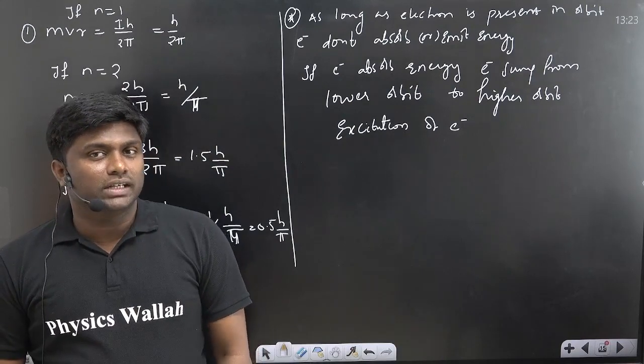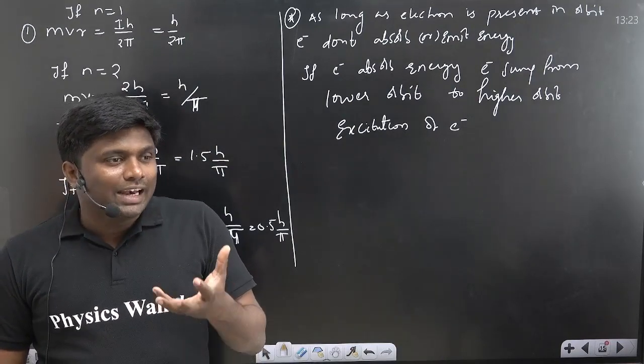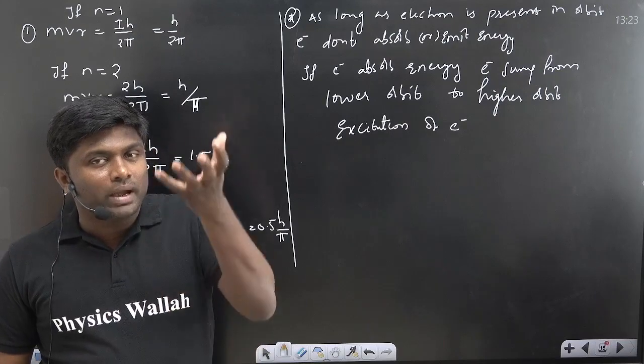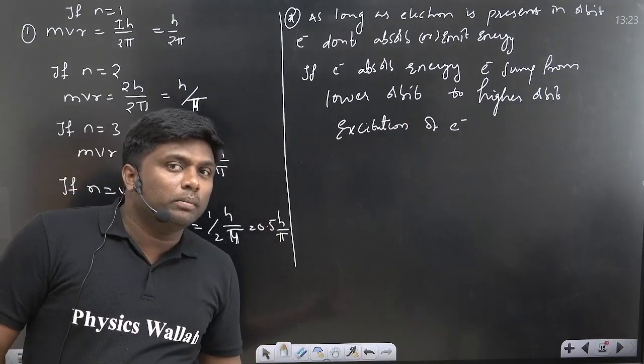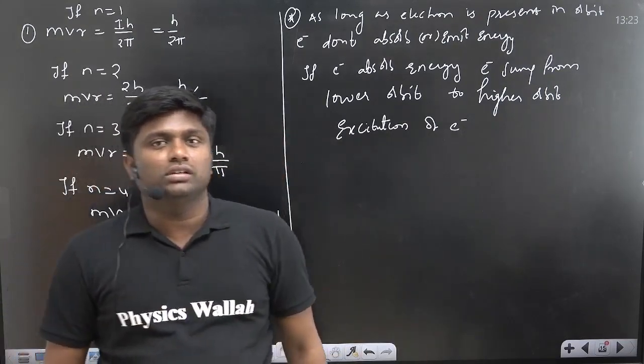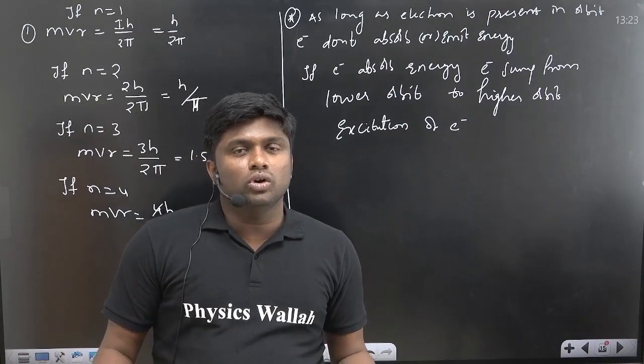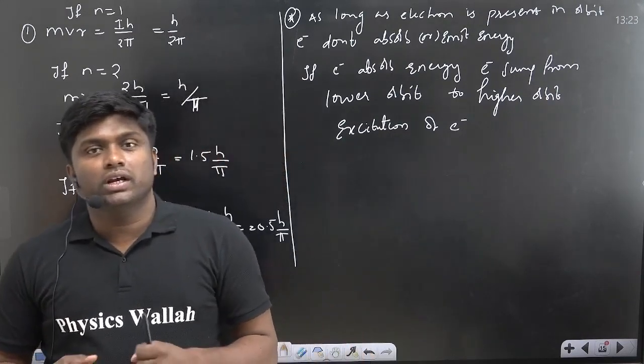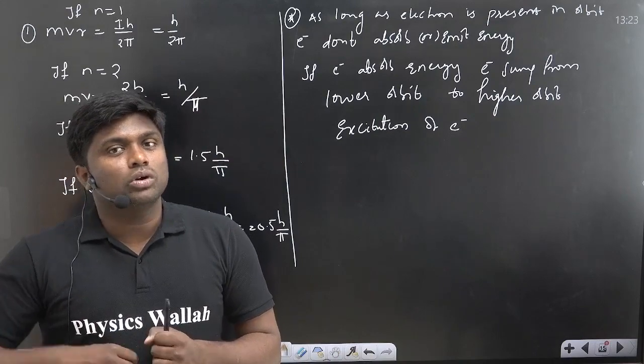That is called de-excitation. De-excitation means the electron comes from a higher orbit to a lower orbit by releasing energy. See, generally we also, if we have more energy, what will we do? We will go to excitation.